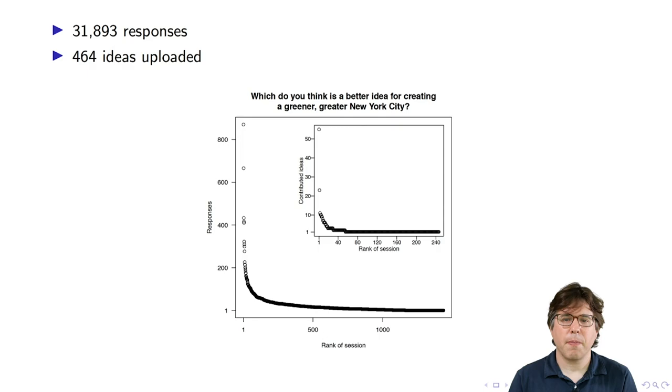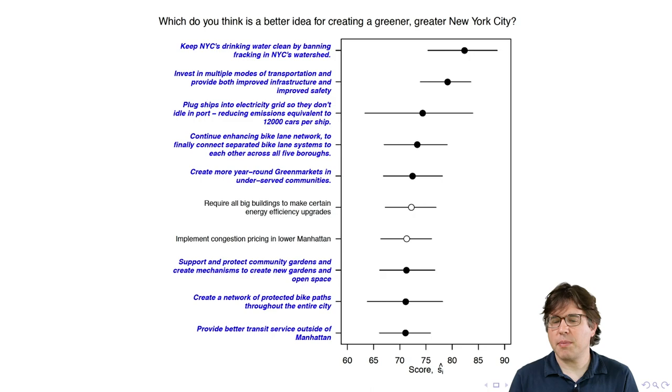Here, these results show the scores for the top 10 ideas. The score is the estimated probability that this idea will beat a randomly chosen other idea for a randomly chosen session. It goes from 0 to 100, so higher scores are better. What I want to emphasize is that all of the ideas in blue were uploaded by users. So 8 of the top 10 scoring ideas were uploaded by users and were not in the mayor's office initial set of seed ideas.